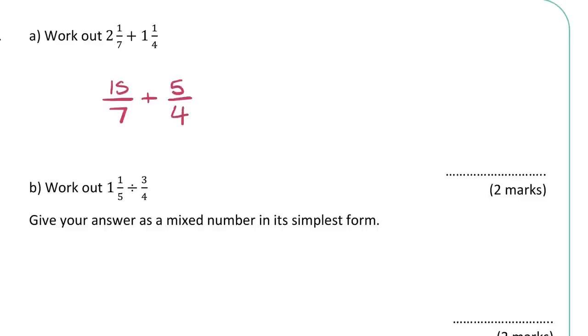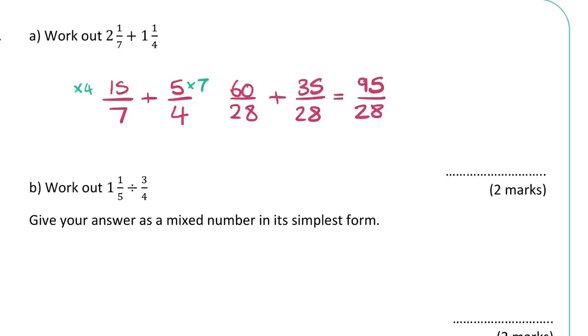Now our common denominator for those, 7 times 4 is 28, so we can write these both over 28. To get there, we are multiplying the left fraction, top and bottom, by 4, which gives us 60 over 28. And for the right one, we are multiplying by 7. That would give us 35. So 35 over 28 for our second fraction. We can now just add those together. So 60 add 35 is 95. And on the bottom, we have 28.